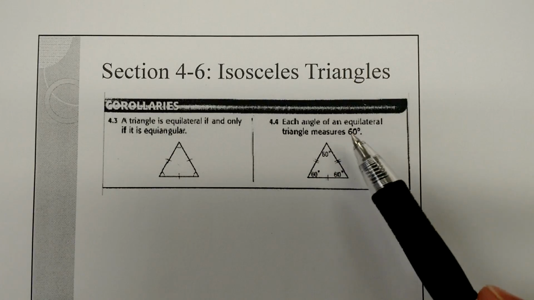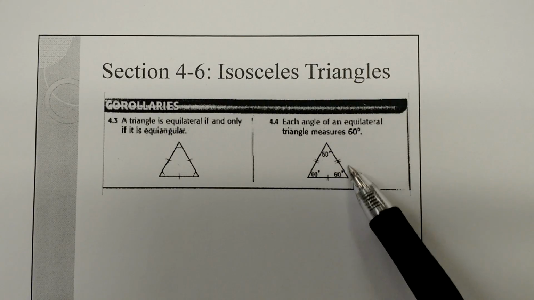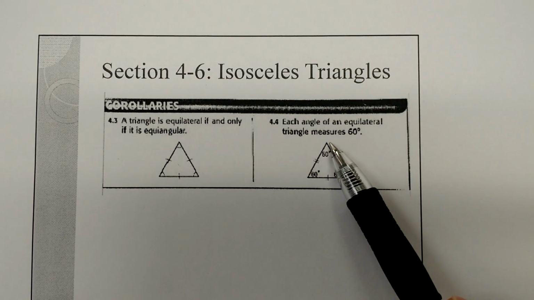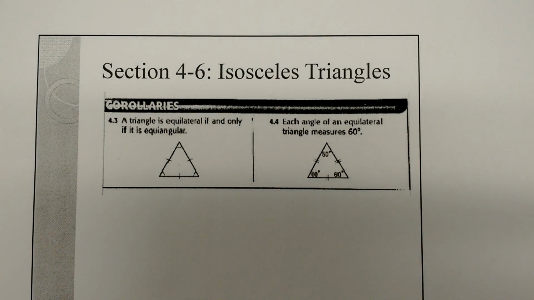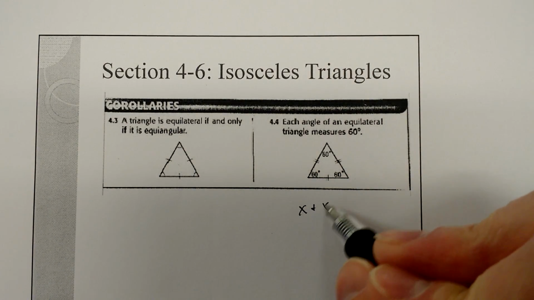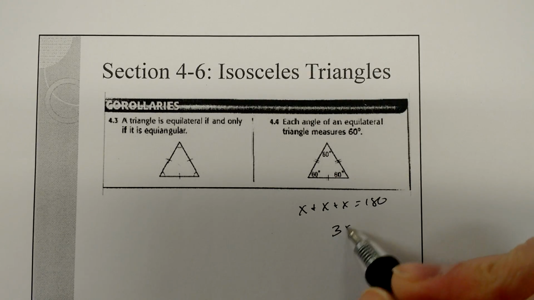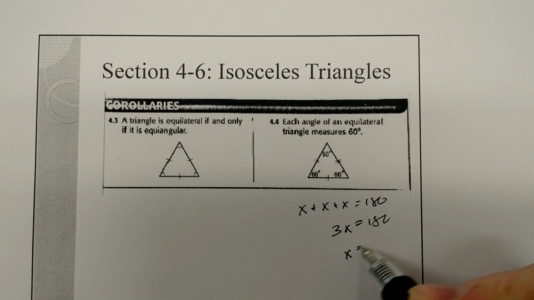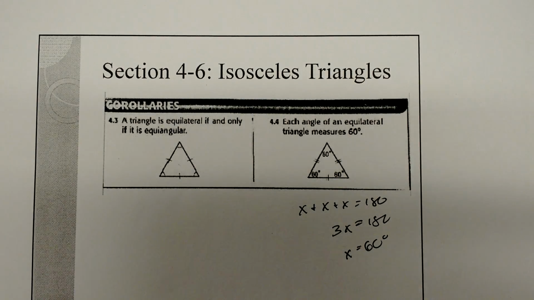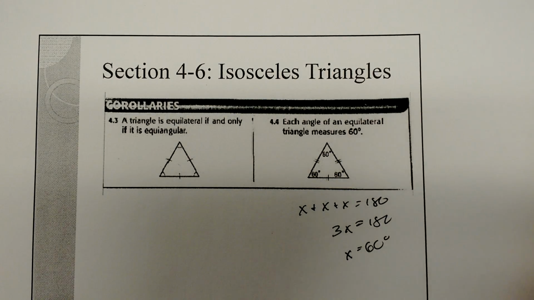The reason is, if the three angles have to be equal, and they all have to add to 180, you have x plus x plus x equals 180. All three angles are the same, so they're all x's, and they have to add up to 180. So 3x is equal to 180, divided by 3, x must be 60. So if you have an equilateral, the thing to remember is all angles must be 60 degrees.